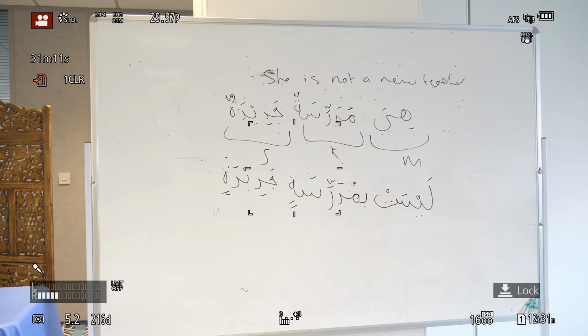Where are we on? Number 16. Okay, if you turn to page number 16, we're going to do the last exercise and we're going to stop. Answer the questions in the negative using laysa. Okay, so for exercise number 6 on page number 16, you're going to have to respond to the question using laysa.